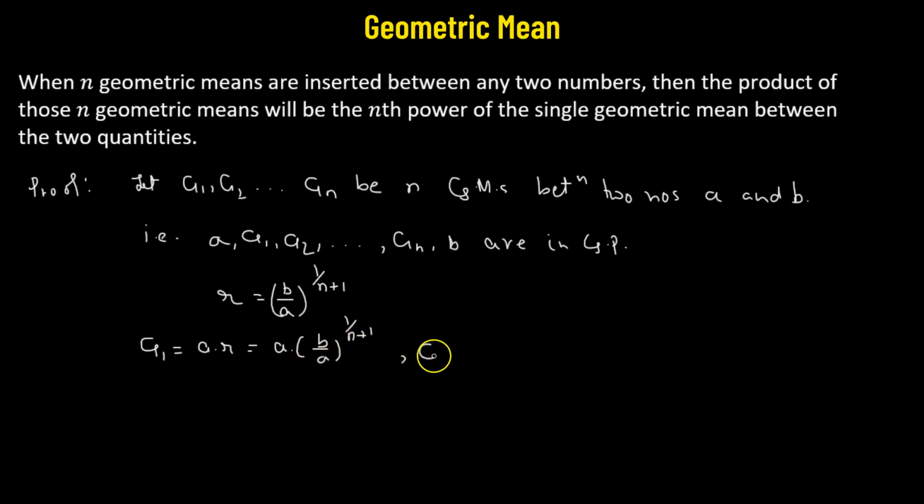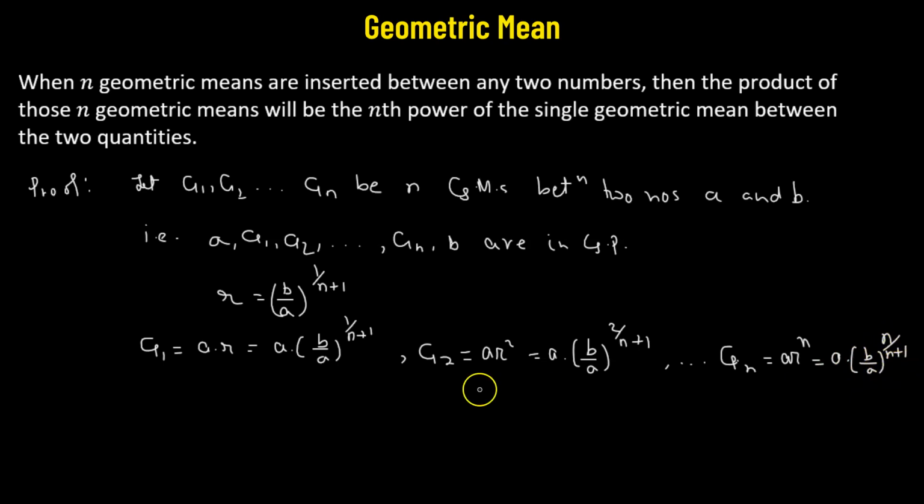Then we can also define the second geometric mean g2, which will be a times r squared. This is going to give us a times (b over a) raised to the power of 2 over n plus 1. Likewise, we can define all the geometric means. So let's define the nth geometric mean, which will be a times r raised to the power of n, or simply a times (b over a) raised to the power of n divided by n plus 1.